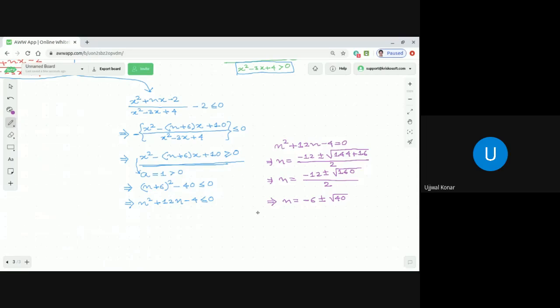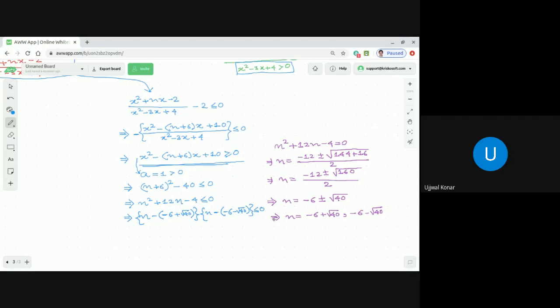We can write minus 6 plus minus square root of 40. So then what are the values of n we are getting? Minus 6 plus square root of 40. So we get the values of n is equal to minus 6 plus square root of 40, and another one is that minus 6 minus square root of 40. So now that thing we can apply here back, and what the fraction we are going to get, let's see. So n minus 6 plus square root of 40, that we can write, na? And we can write n minus 6 minus square root of 40 is less than equal to 0.